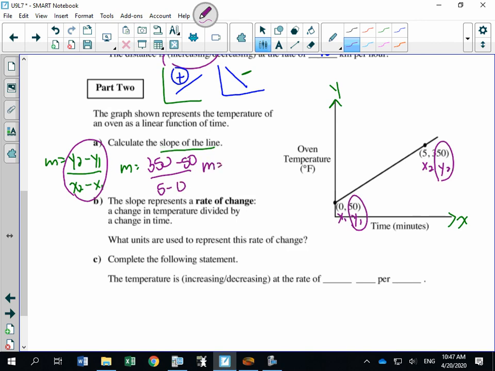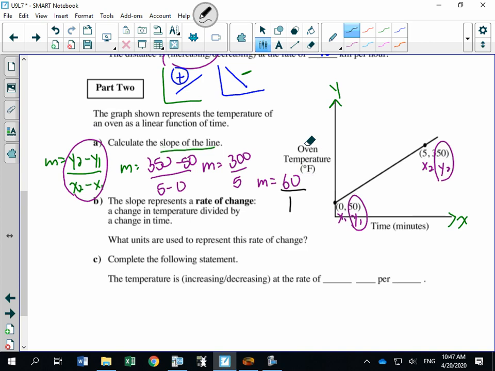Slope is equal to 350 minus 50, which is 300 over 5. And 300 divided by 5 is 60. It's important though, when it's a rate of change and you're talking about a real life situation, 60 what? What does that 60 mean? So I always say first put it over 1. And then we know that slope is y over x.